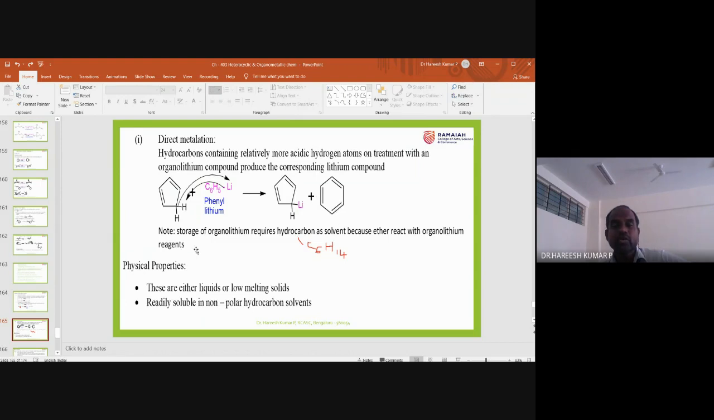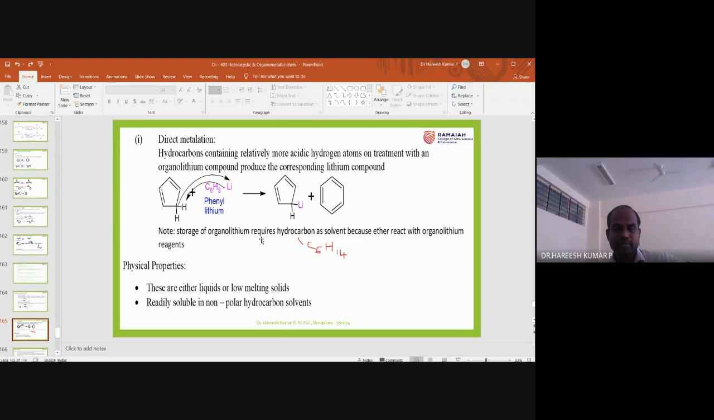The storage of an organolithium compound requires a hydrocarbon. A hydrocarbon may be C6H14, which is called hexane, or heptane. These solvents are required to store the organolithium. Why? Because if organolithium comes in contact with ether, it will react with the ether. That is the reason organolithium compounds are stored in hydrocarbon solvents such as hexane, heptane, pentane.